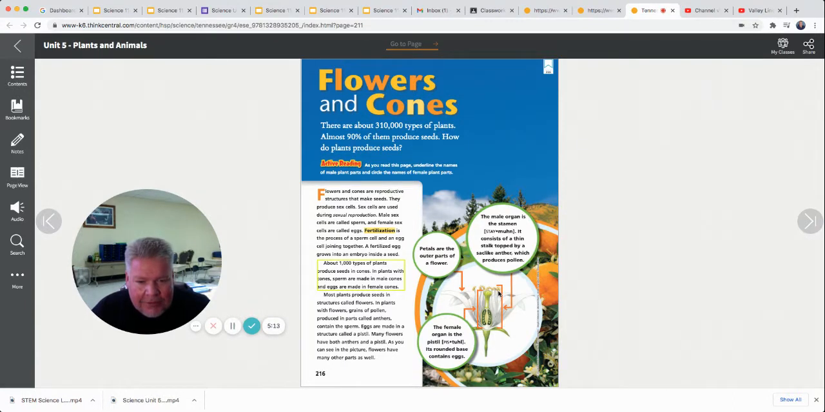the top, okay? Of course, we know what the petals are on a flower, but this bigger part in the center of a flower kind of looks like a vase or something. It's the female organ. It's called the pistil. It's a rounded base that contains the eggs inside it. Okay, let's move on.